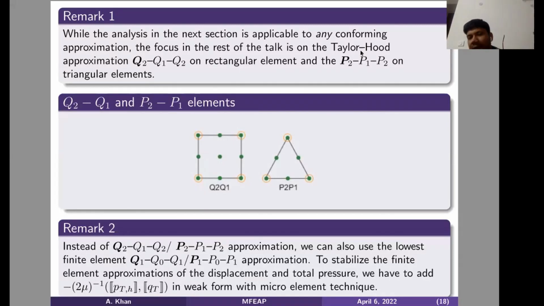And there is another question. Can we extend this to the lowest order element or not? Because sometimes engineers are only interested in the lowest order element. So yes, we can extend this idea to lowest order elements like Q1, Q0, Q1 and P1, P0, P1. We just need to add one stabilization term. Whatever we are talking about is in a very general sense: whatever finite element we use, either inf-sup stable like Q2, Q1 or Q1, Q0, Q1, whatever we discuss will be applicable for all these possible approximations.